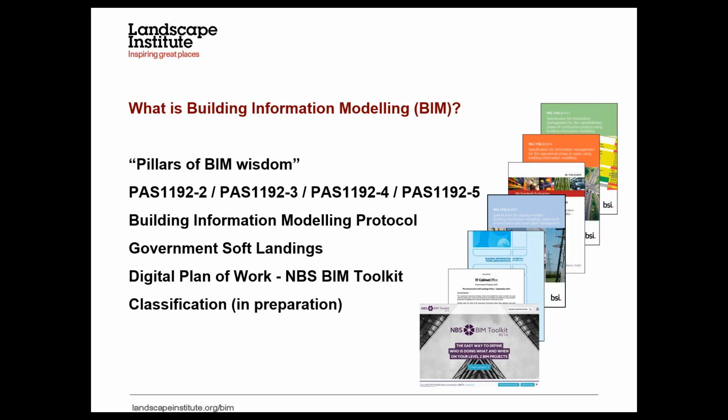So the PAS, which are the publicly available specifications, are variations or explanations on top of BS 1192. So you've got PAS 1192 parts 2, 3, 4 and 5. And they talk about BIM processes, BIM management, data security, etc. And also, and I'll mention this a little bit later, engaging with COBie as a means of exchanging data. There's also the Building Information Modelling Protocol, which sets out, again, standards and protocols.